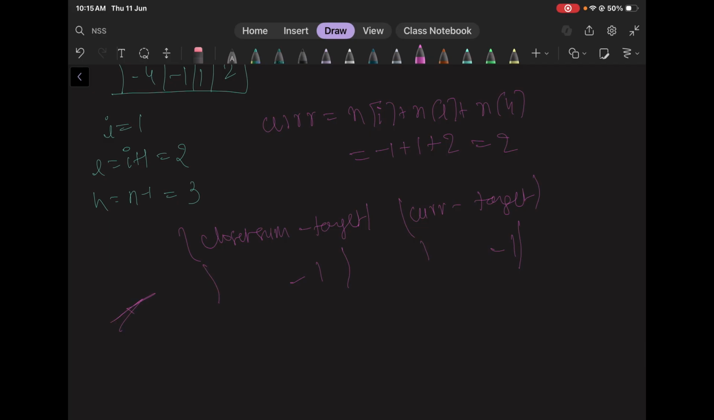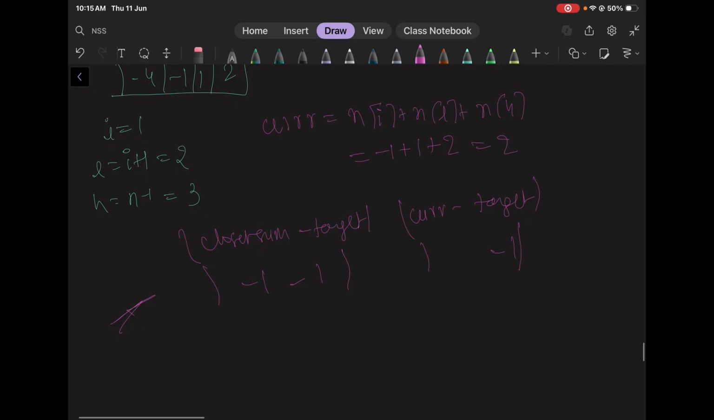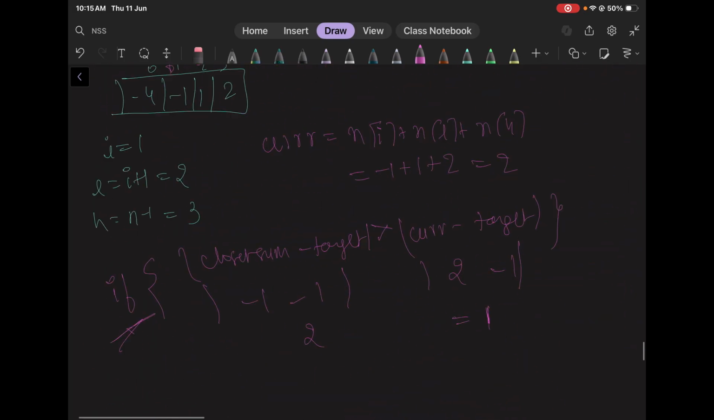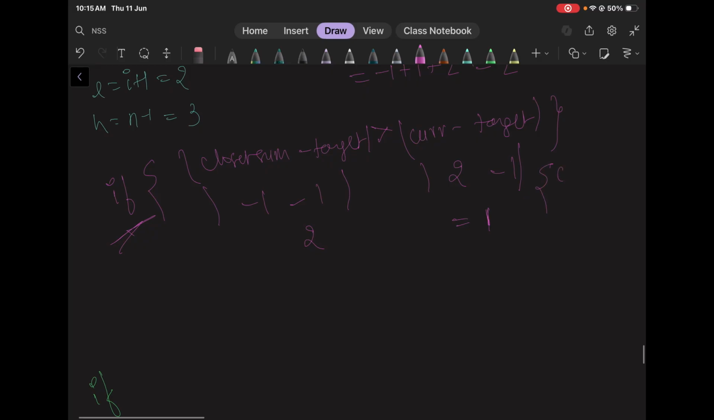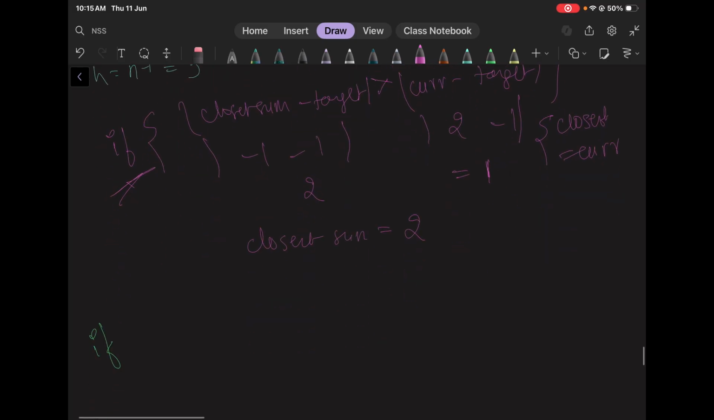Yeah, so my closest sum has been updated to -1. So I have -1 over here and my current sum is 2. So this is at a distance of 1 and this is at a distance of 2. So if this condition is satisfied, I update my closest to current. So my closest sum goes to current sum, which is 2.